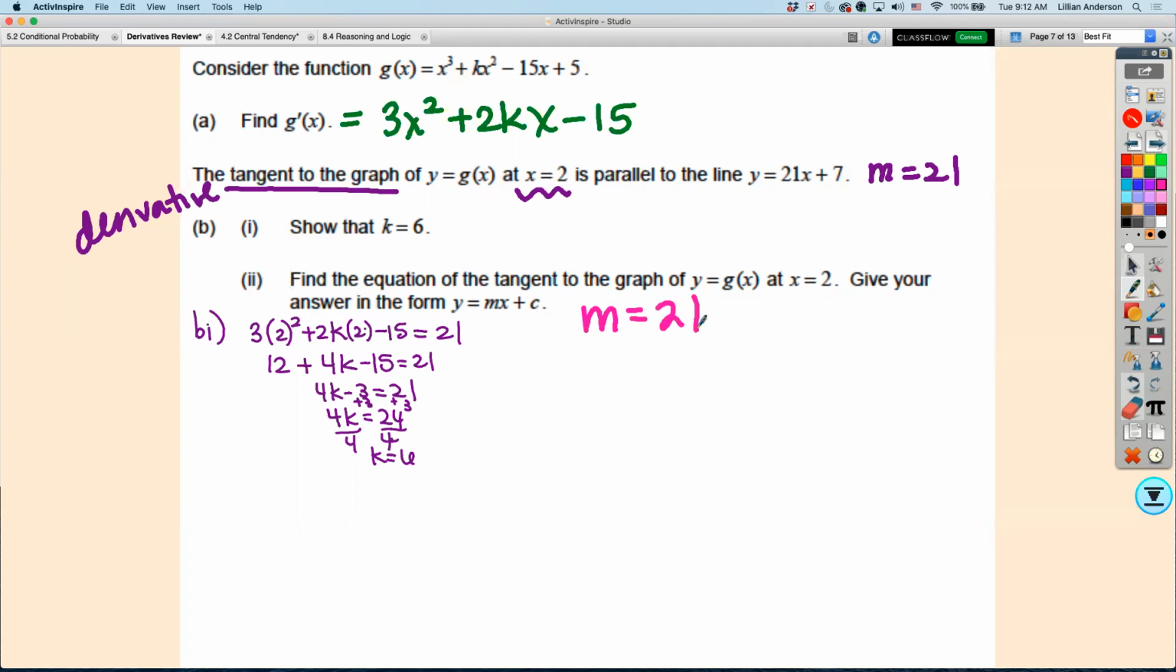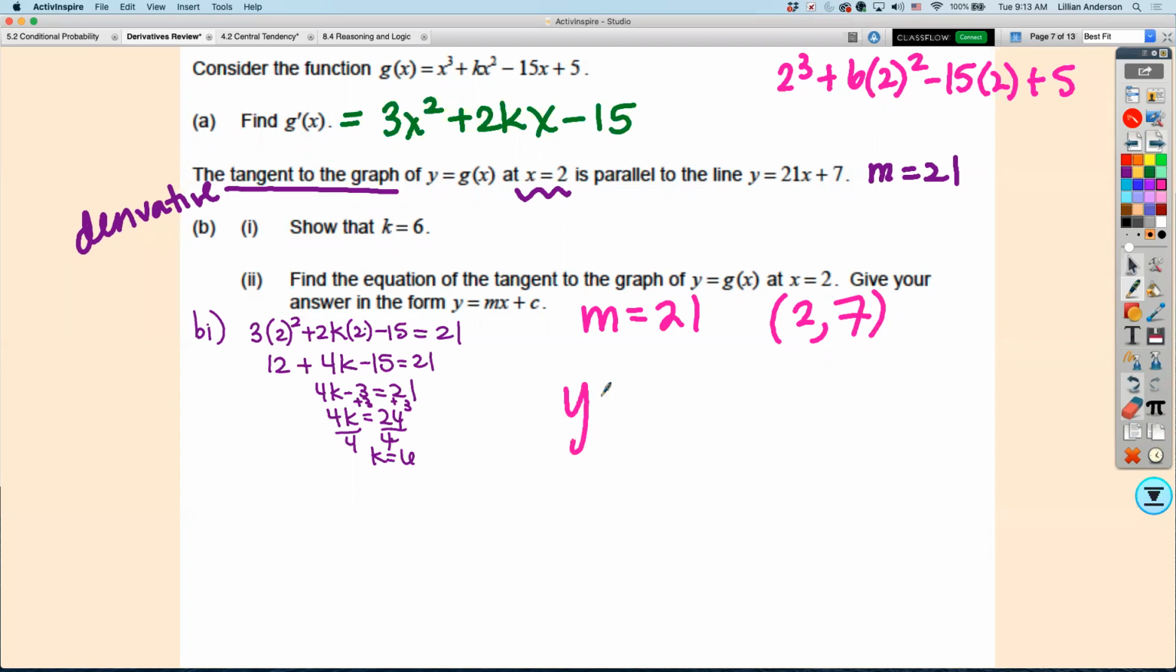Now I need a point. Well, I already know my x coordinate is 2. How do I find my y coordinate? I have to plug it into the original, and I know that K is equal to what? 6. So that becomes 2 to the third plus 6 times 2 squared minus 15 times 2 plus 5. Can y'all find my y coordinate, please? So my y coordinate is 7.